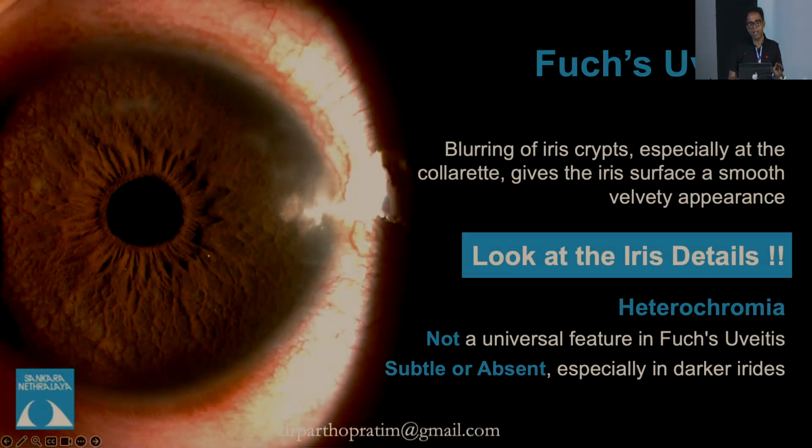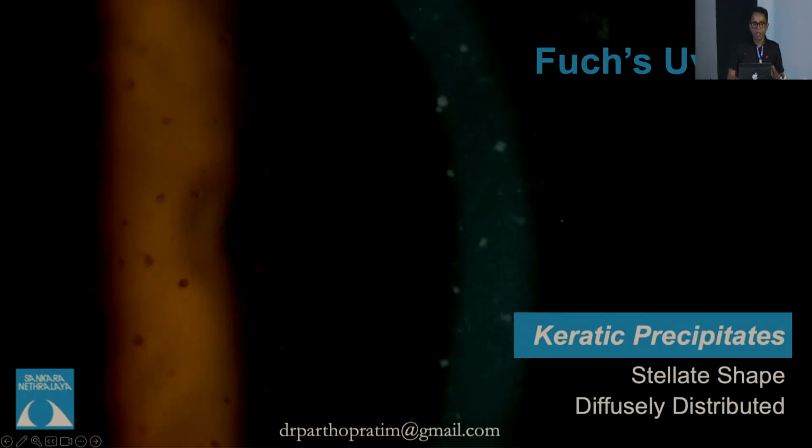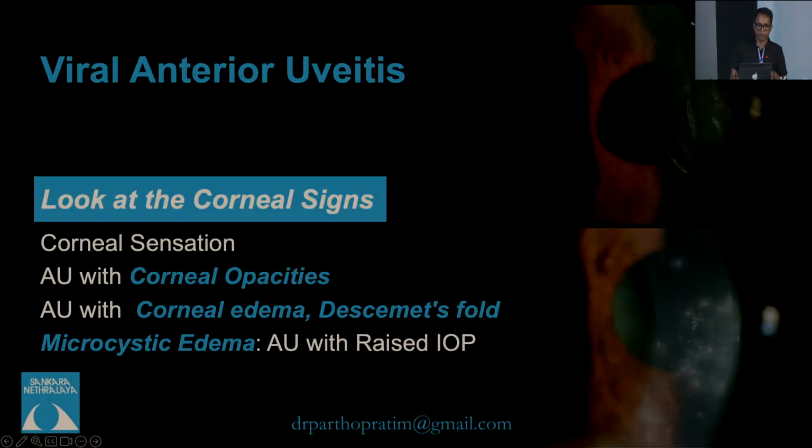Now Fuchs uveitis is almost always unilateral, but yes, there are certain cases where it can be bilateral also. So as a rule, it is unilateral, and you have to look carefully at the iris pattern. You can see here the blurring of the iris crypts. These are the diagnostic features of Fuchs uveitis. Another typical feature is the stellate keratic precipitates, which can be seen in Fuchs uveitis.